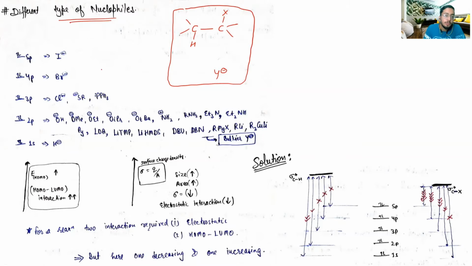I have categorized the different types of nucleophiles by the orbital in which their negative charge resides. Suppose this is an iodide ion, and we have the negative charge on iodine. This negative charge of the iodine resides in the 5p atomic orbital, and similarly in bromine the negative charge resides in the 4p atomic orbital. Similarly, in the hydride ion, the negative charge is in its 1s atomic orbital.